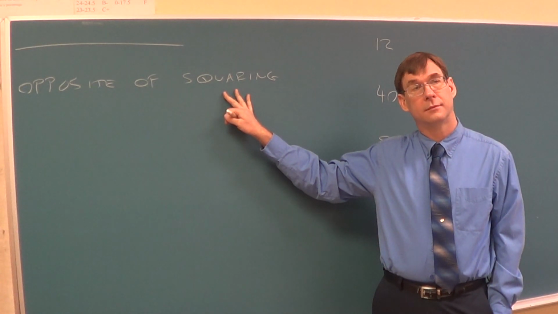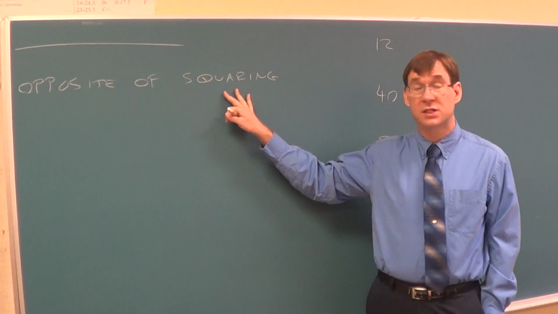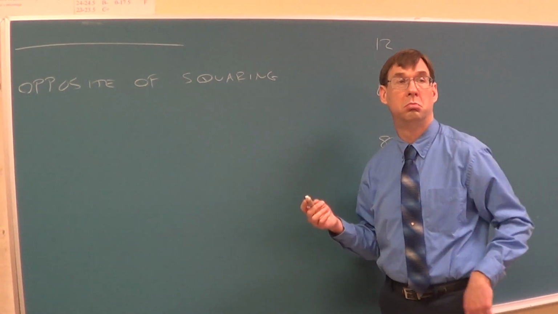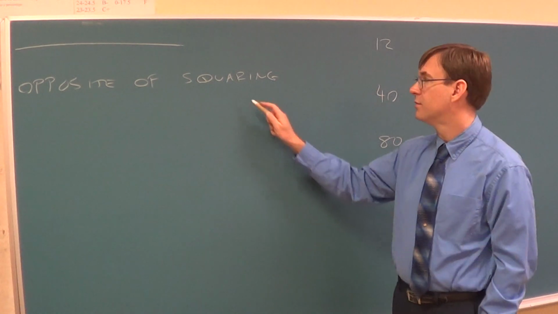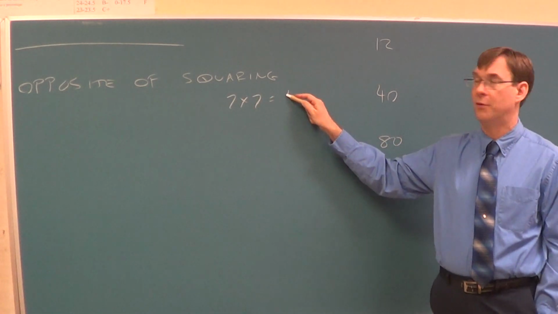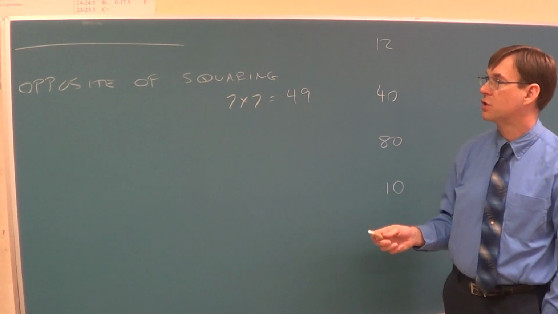It's like the same number times itself. It is some number times itself. So, for example, 7 times 7. 7 times 7 makes 49. That's an example of squaring.